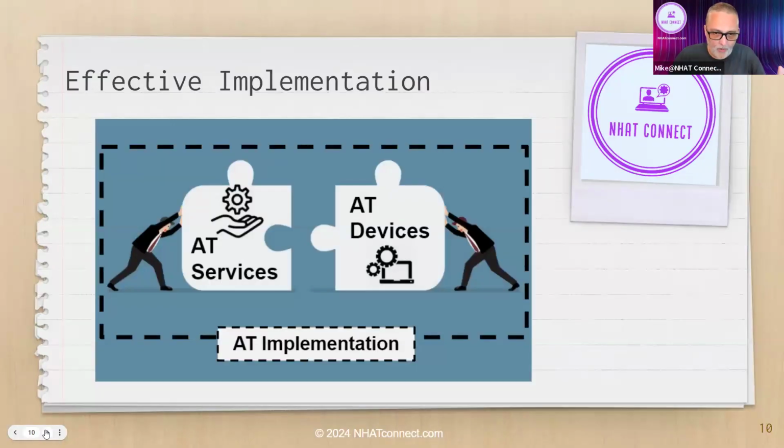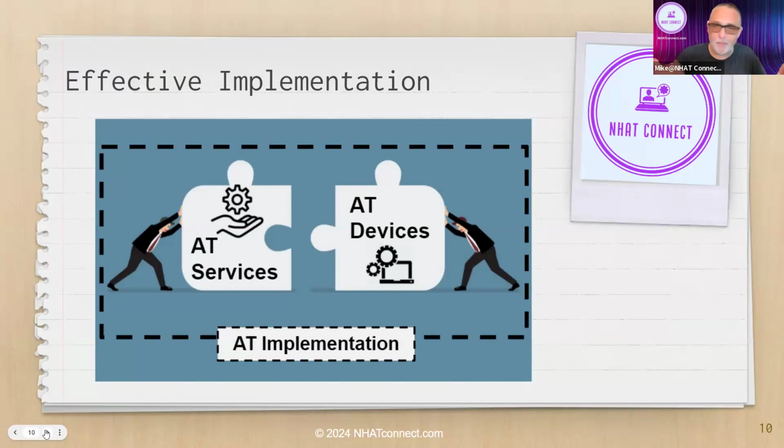And so ultimately, our goal, the thing we are striving for with this whole process, is implementation, is effective implementation of AT, getting this whole system to work for the student. That system is the devices and the services interlocked to make sure that they are successful. You can't have success without one of these pieces.